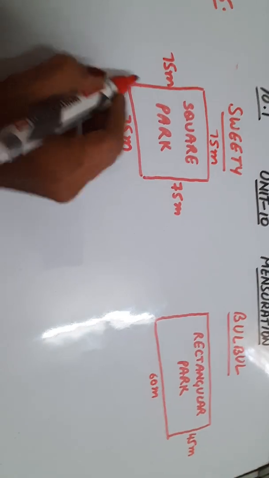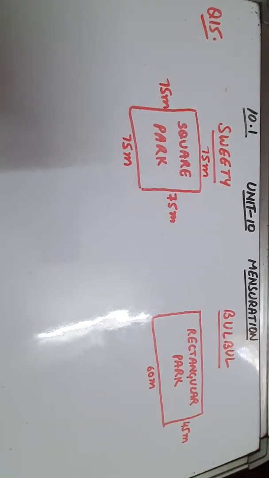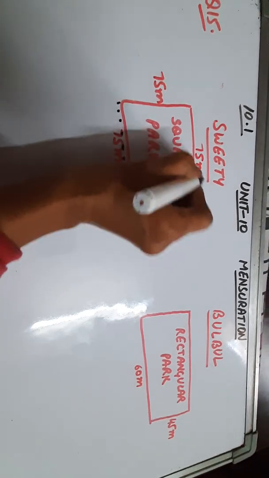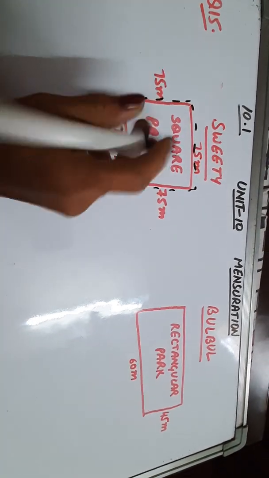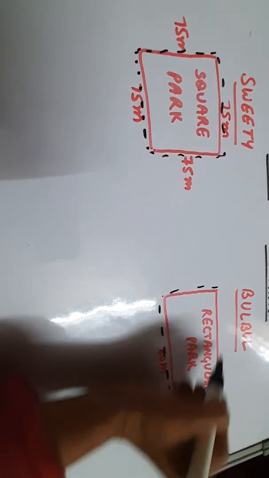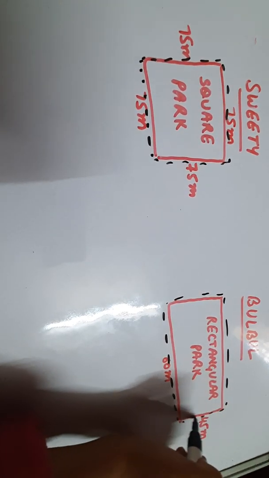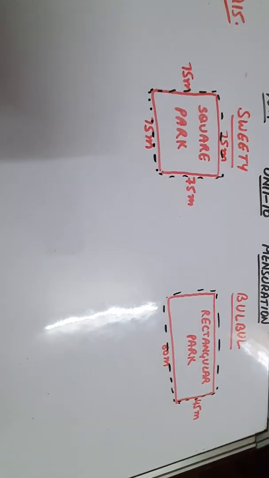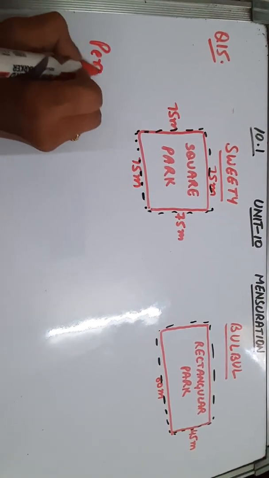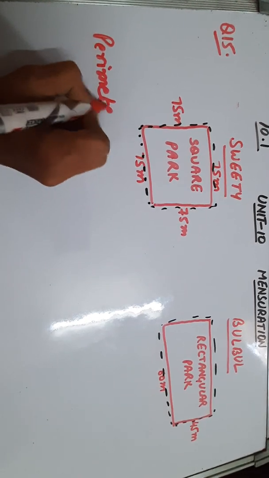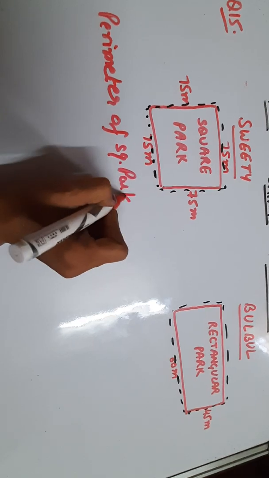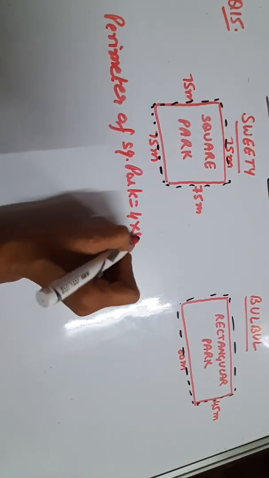Now the girls who are running around, that means they are running on the boundary. They are moving around a boundary. So whenever there is talk of a boundary, that means we need to find out the perimeter. So what will we do? We will find out the perimeter. So first of all we will find out the perimeter of the square park. And the formula is 4 into side.